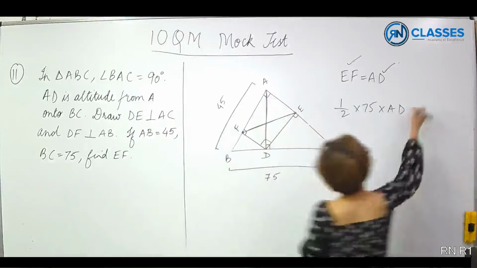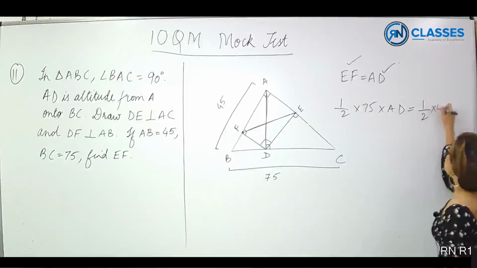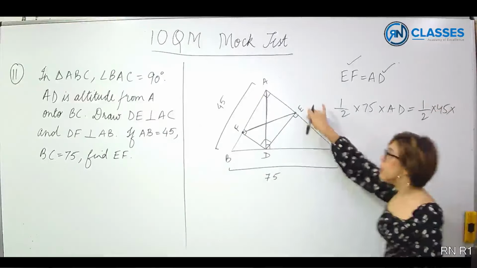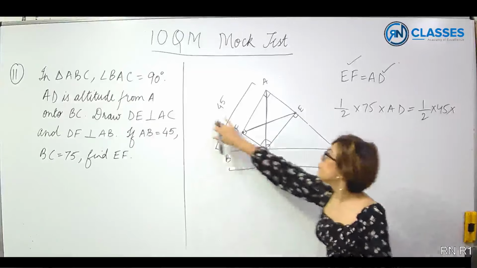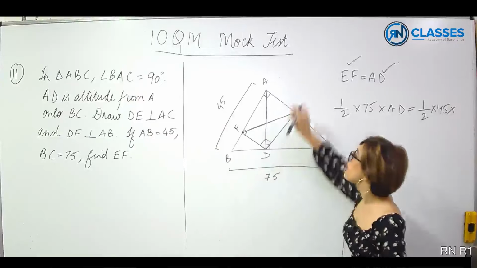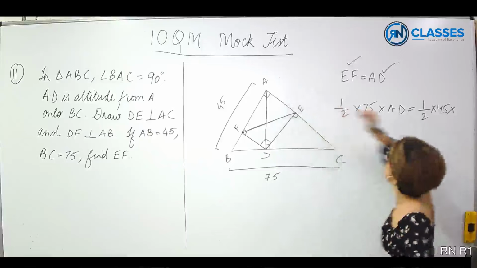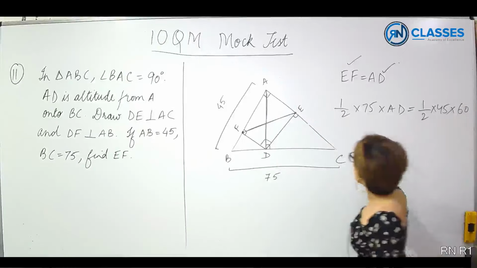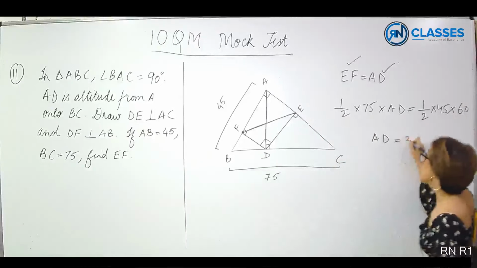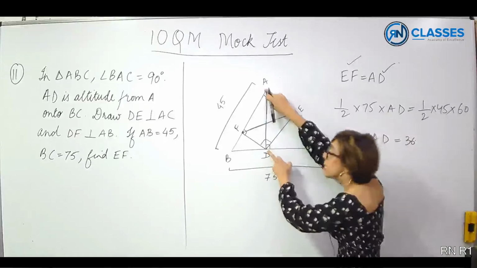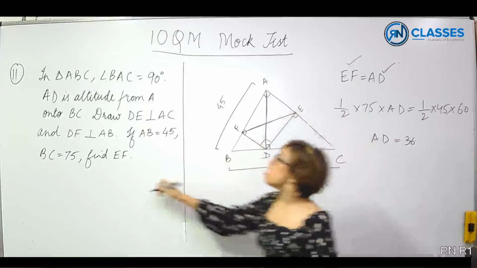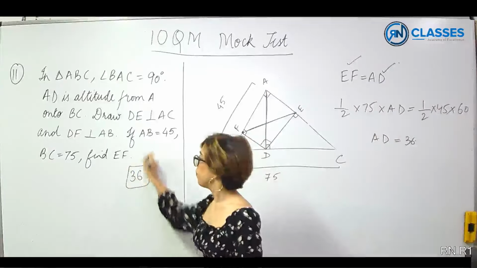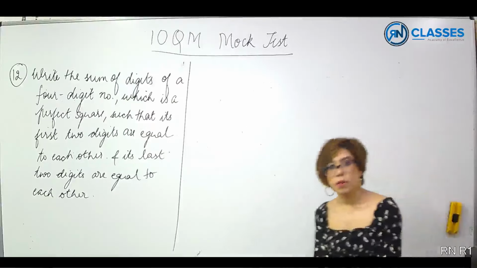So, half into 45 into, I do not know this length, but it is nothing but 15 into 3, this is 15 into 5, this has to be 15 into 4, which is 60. Right? From here, you can find AD as 36. Now, if AD is 36, EF is 36, which is the answer. Alright, on to the next one.